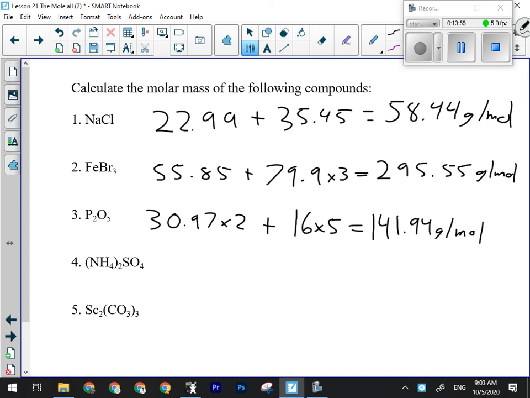How many people have done 4? Okay, I'll give you a couple more minutes to get 4 and 5 done. Remember, you're doing these piece by piece. So nitrogen, then hydrogen, then sulfur, then oxygen, okay, in order to get those.